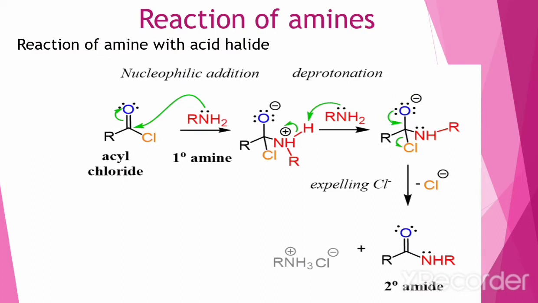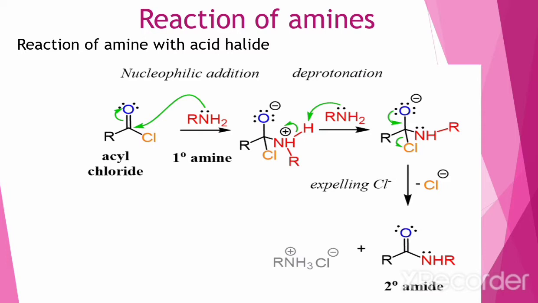So, the reaction of amine with acid halide, and we see the mechanism. First is acyl chloride, which reacts with the primary amine, and it is a nucleophilic addition reaction in which the lone pair of the amine group will attack the carbon that has a double bond with the oxygen. Due to the attack of the lone pair, the amine group will attach to the carbon atom, and the oxygen will get a negative charge.